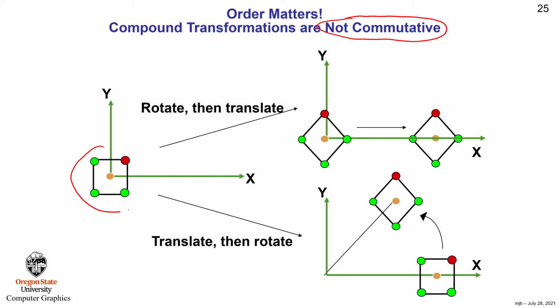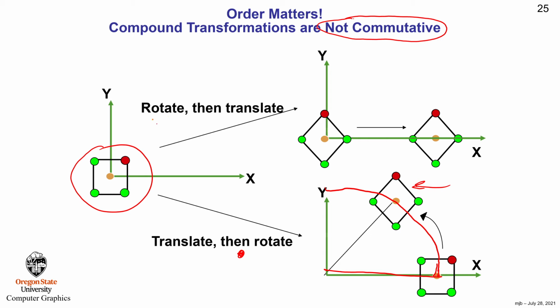Supposing I start with this object. It's a square, but one of the vertices is red just so we can keep track of it. If I translate that and then rotate, I'm going to move it out here, and then I'm going to rotate. And rotates take place about the origin. So when I move it away from the origin and I rotate, really what I'm doing is I'm swinging it, like that. So if I translate and rotate, it ends up right here.